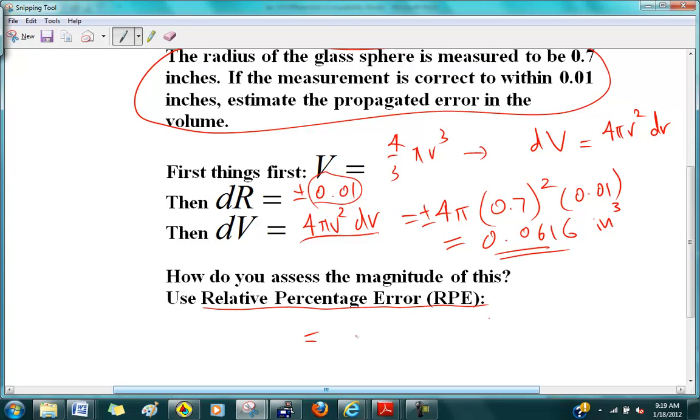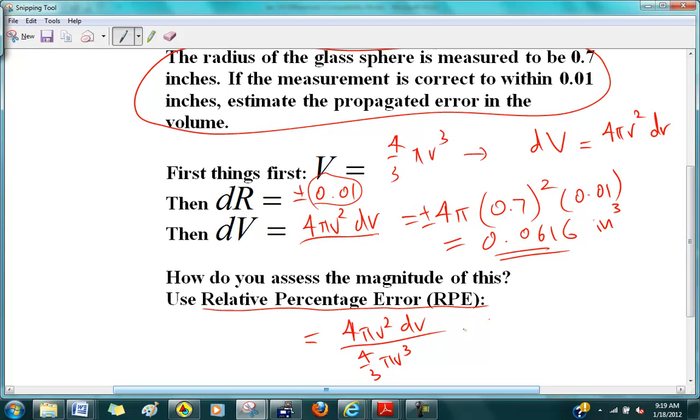So you will take 4 pi r squared dr, and divide it by the theoretical volume of the sphere, which is 4 over 3 pi r cubed. And you simplify this. The 4's cancel, the pi's cancel, the 3 goes to the top, one of the r's stays downstairs, times dr, times 100, because you want to write it as a percent.